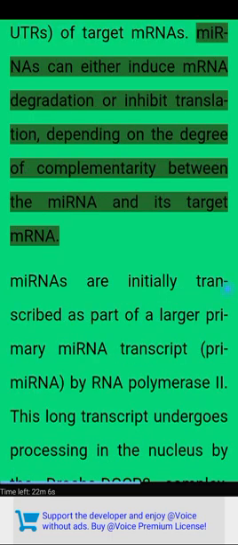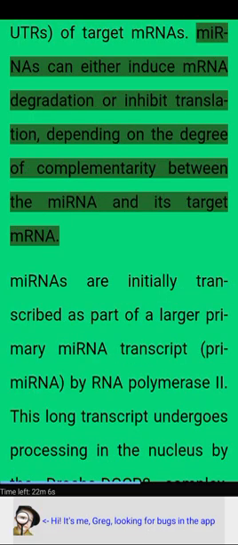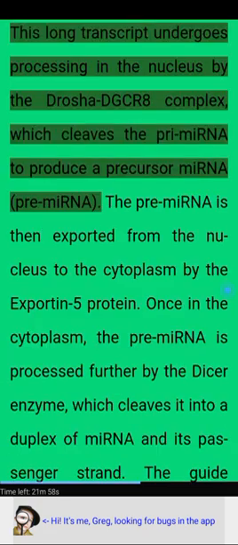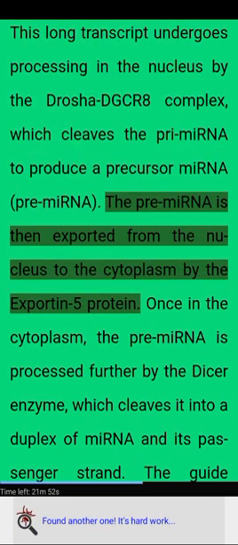MicroRNAs can either induce mRNA degradation or inhibit translation, depending on the degree of complementarity between the microRNA and its target mRNA. MicroRNAs are initially transcribed as part of a larger primary microRNA transcript, pri-miRNA, by RNA polymerase II. This long transcript undergoes processing in the nucleus by the Drosha-DGCR8 complex, which cleaves the pri-miRNA to produce a precursor microRNA, pre-miRNA. The pre-miRNA is then exported from the nucleus to the cytoplasm by the Exportin-5 protein.